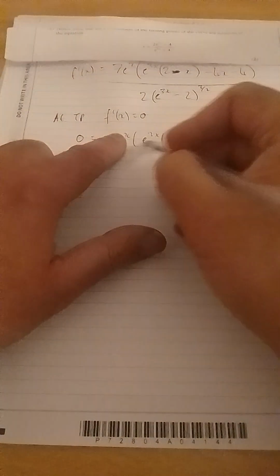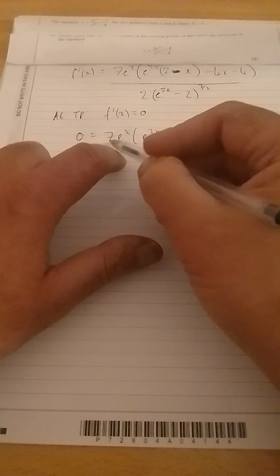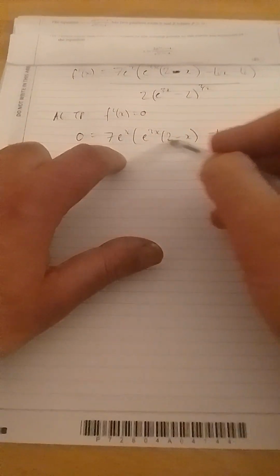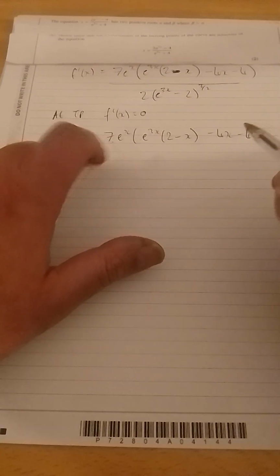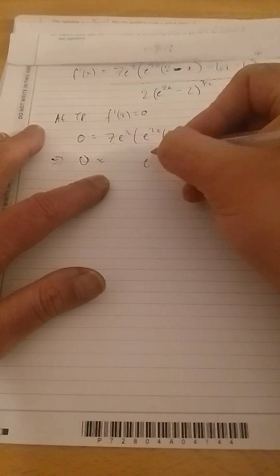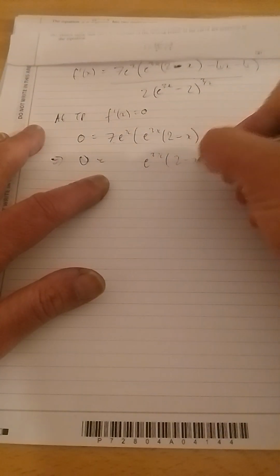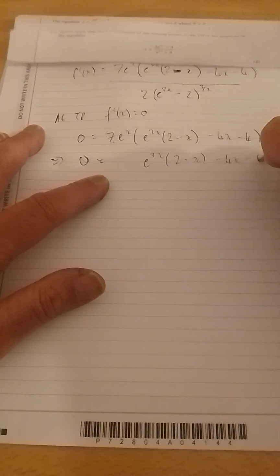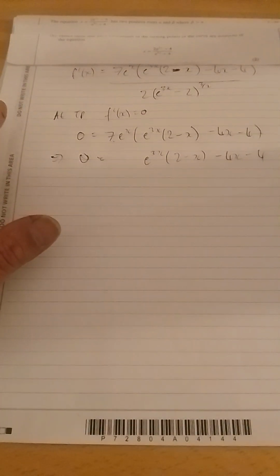So it's got to be this factor, because there are two factors here, 7e^x and this rather complicated factor in the brackets, and 7e^x can never be 0. So we know that 0 is equal to e^(3x)(2 - x) - 4x - 4. So what we now do is expand out all our x factors.